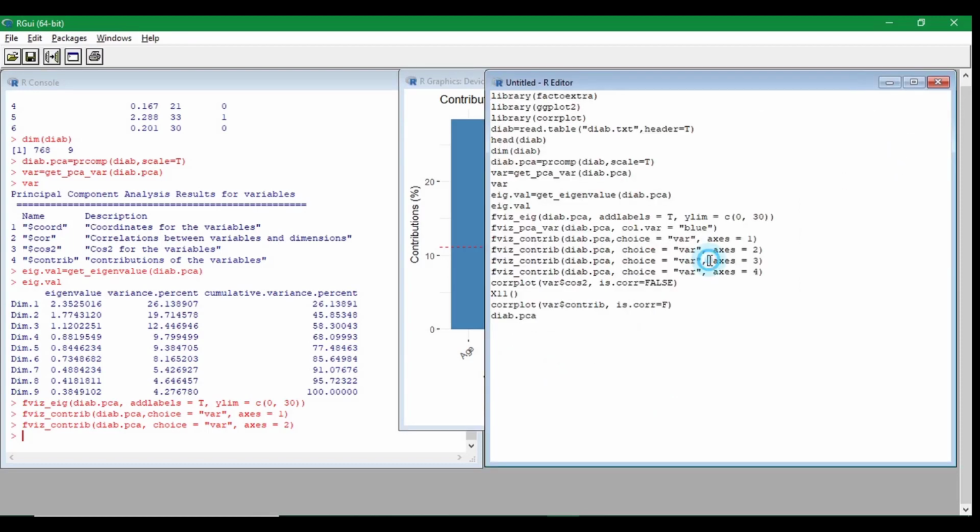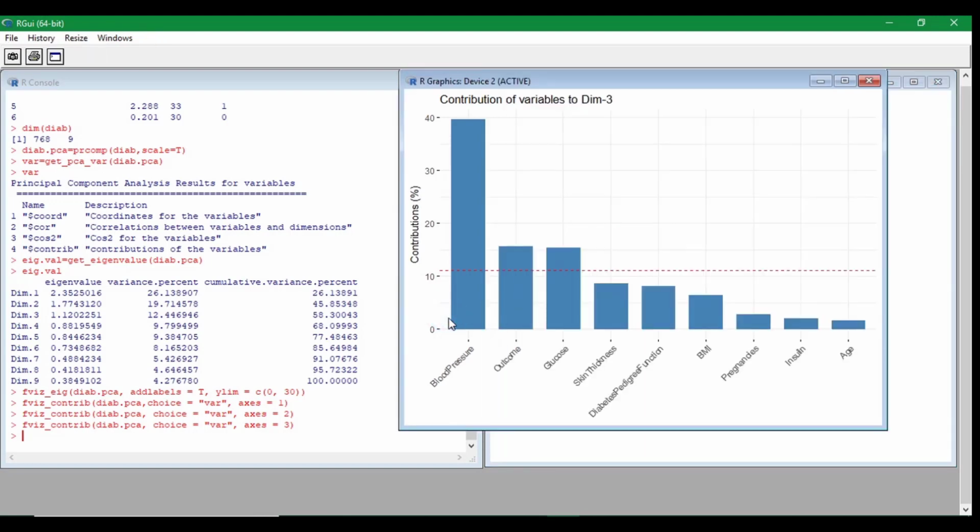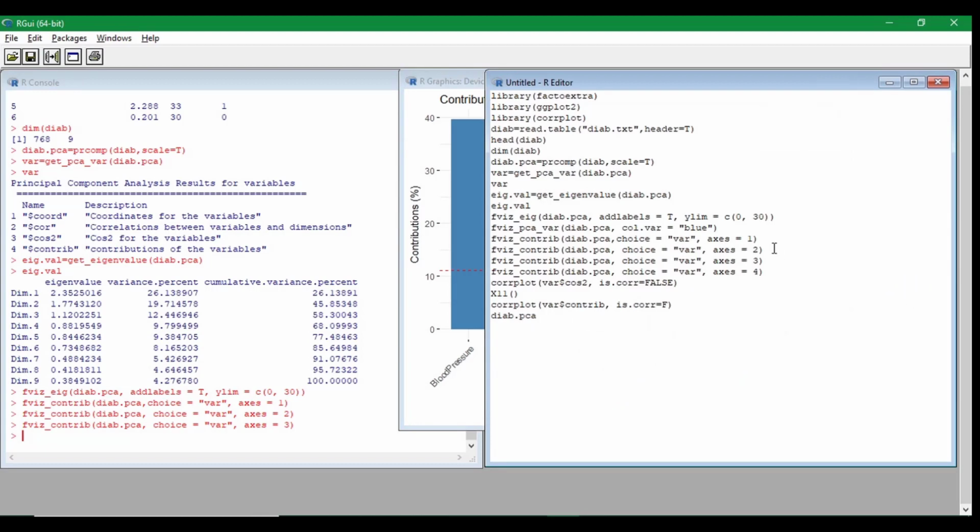Now, if we look at dimension 2 or principal component 3, we can see that the third principal component, rather, blood pressure, outcome, and glucose are the main contributors in dimension 3. Now we're just going to skip dimension 4 since I would assume that you guys get the gist.